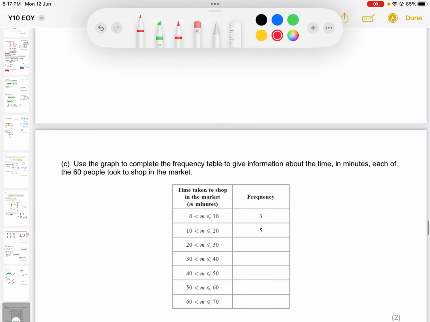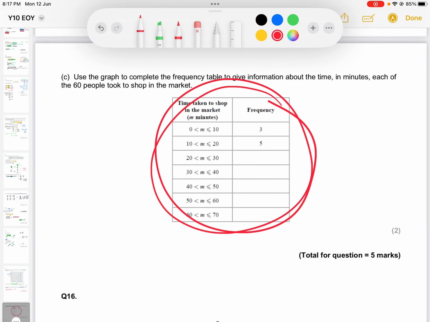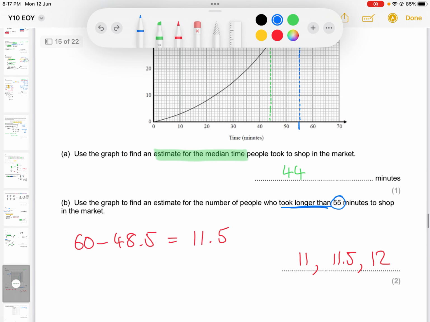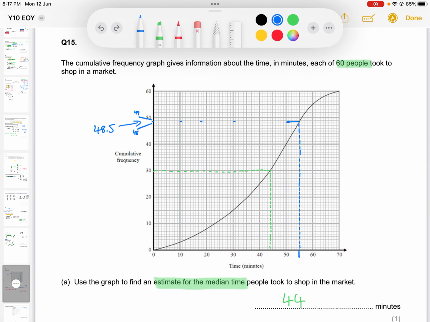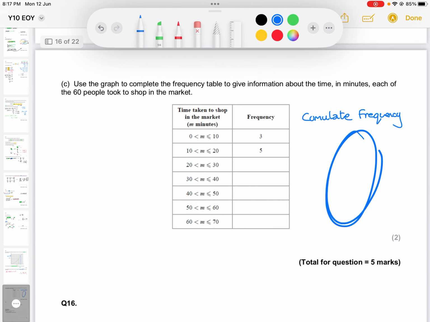Part C. We have a frequency table that is empty, and we've got to use the graph in order to fill it. So this is kind of a backwards question of the usual types. Normally you're given a frequency table and you're asked to complete a cumulative frequency table before you then draw the graph. This is it going backwards. And the middle step is figuring out what the cumulative frequency is. So if we look at our graph, we can use our cumulative frequencies to fill in this column of the table first, and then we can use those numbers to figure out what's missing here.